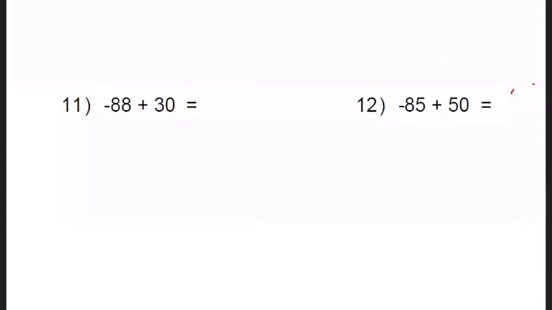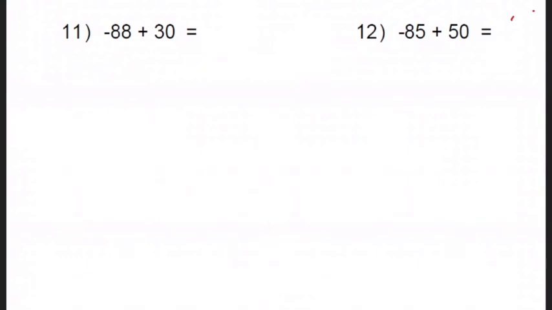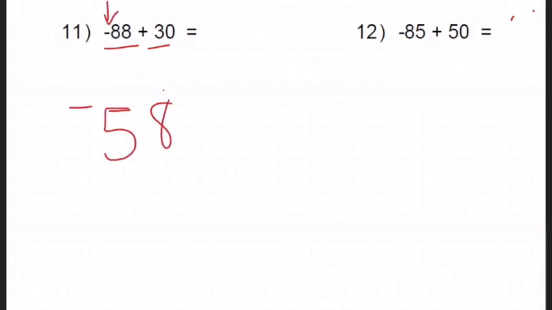What I want you guys to do is pause it and then hit play when you are ready. Okay, so negative 88 and 30. One's negative, one's positive. So you subtract them. So it's 58. And I take the negative sign from 88.